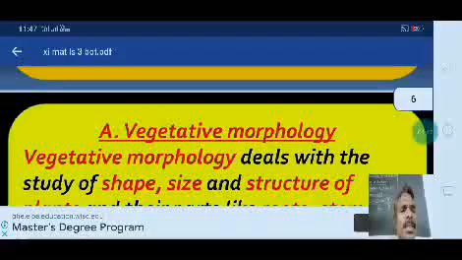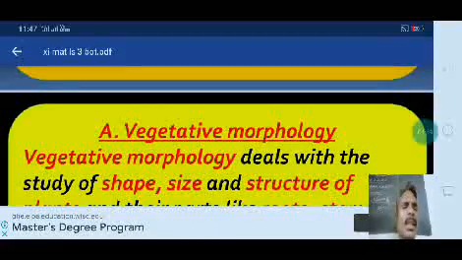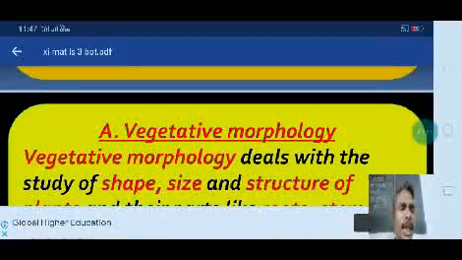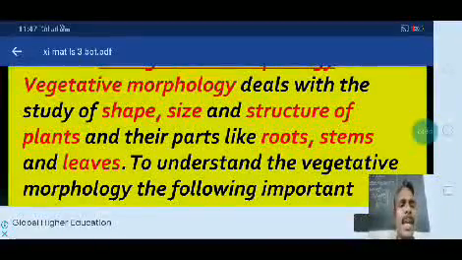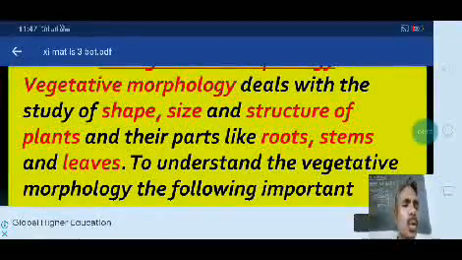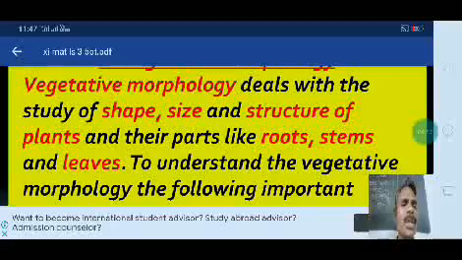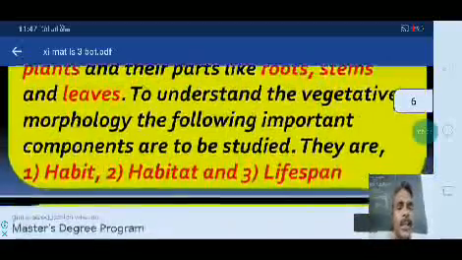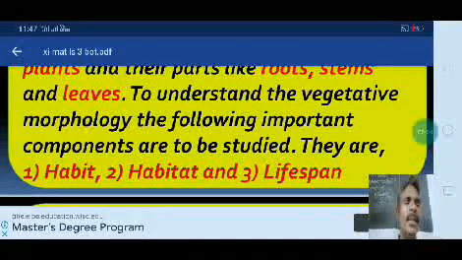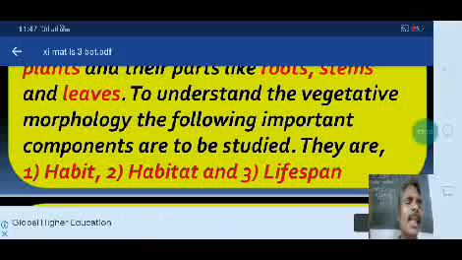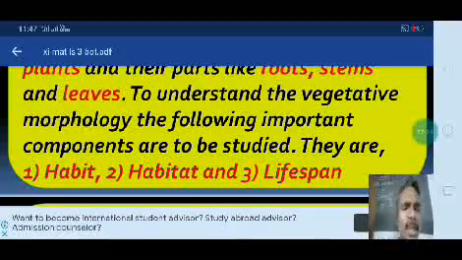Then vegetative morphology deals with the study of shape, size and structure of plants and their parts like roots, stem and leaves. To understand vegetative morphology, the following important components are to be studied. They are habit, habitat, and lifespan.